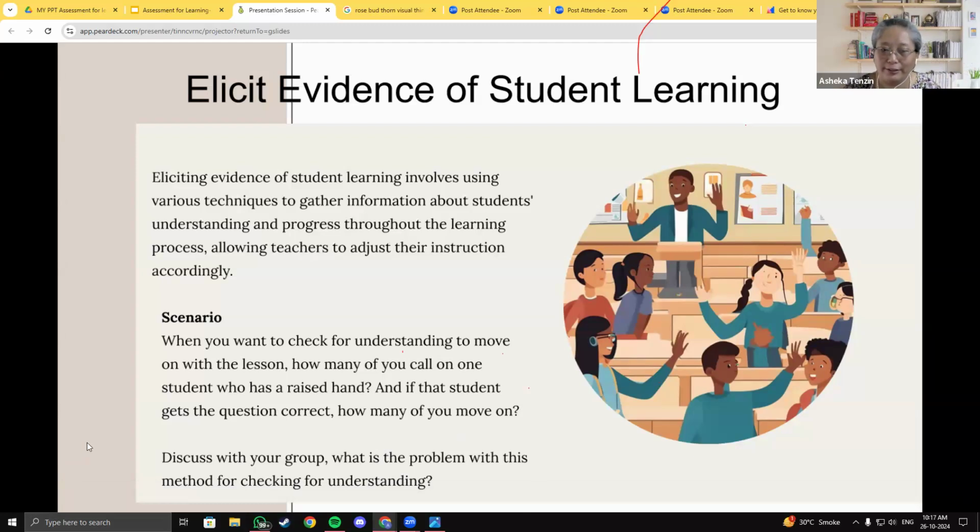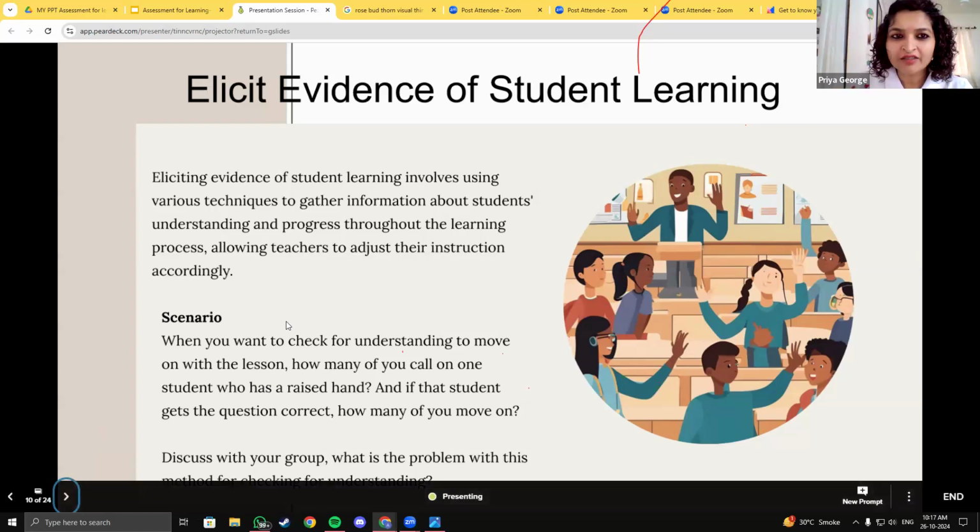I want you to discuss here what is the problem with this method of checking for understanding. On the chat? Yes. Okay.